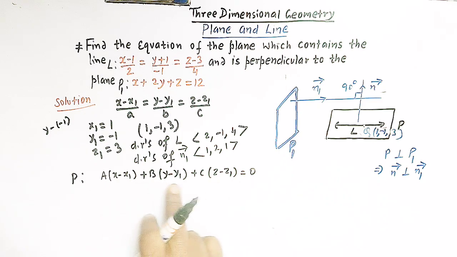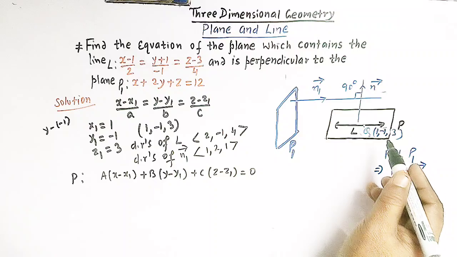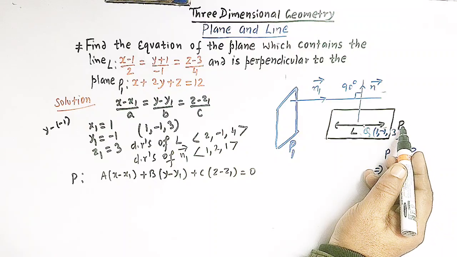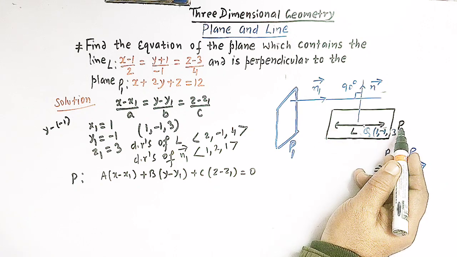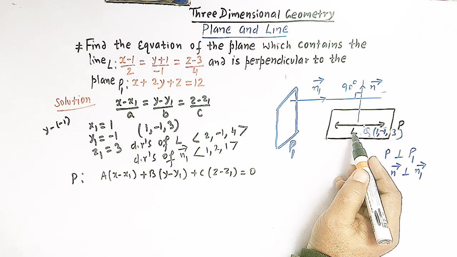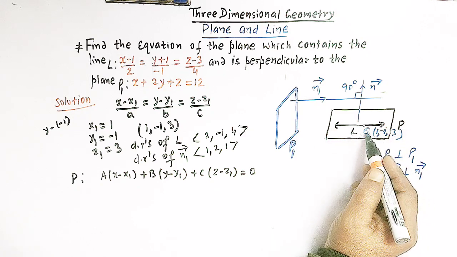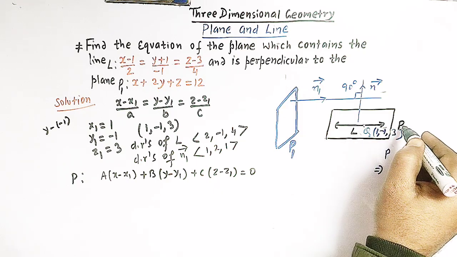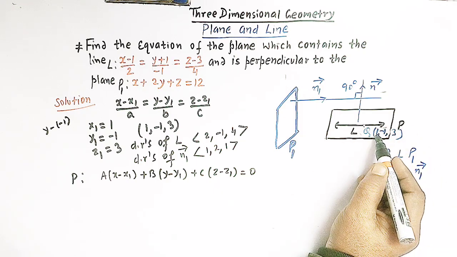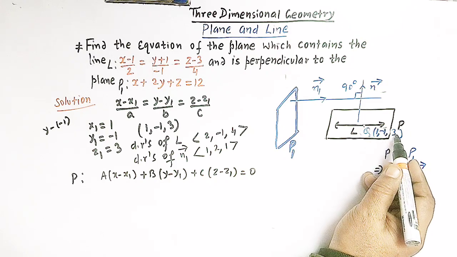Now see here, x1, y1, z1 is the coordinate of a point which lies on the plane P, right? And here we can see that this line L lies on the plane P, and this line L passes through this point Q, and this point Q also lies on this plane P. So let us take x1, y1, z1 as 1, minus 1 and 3.